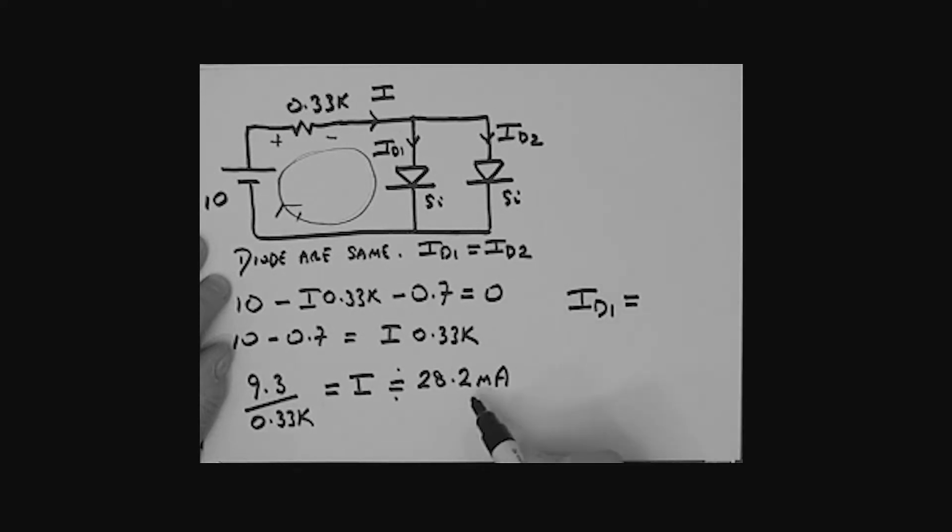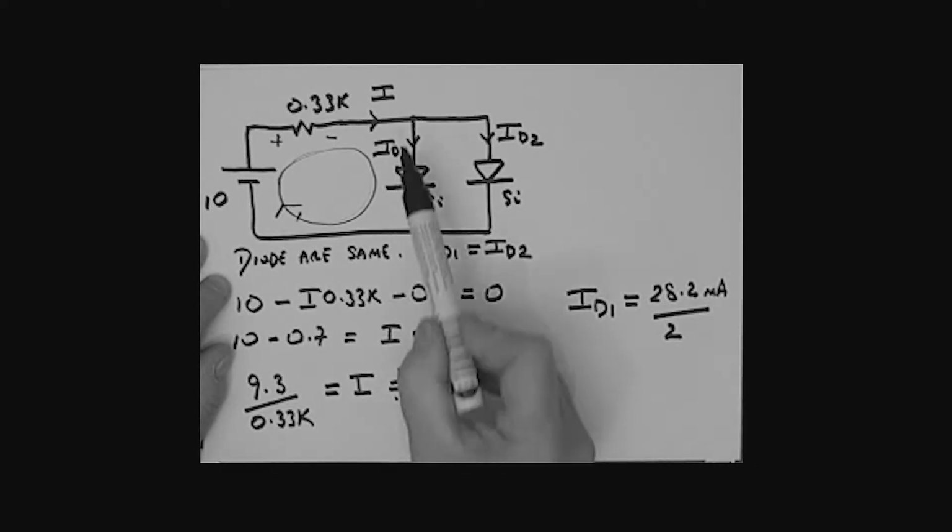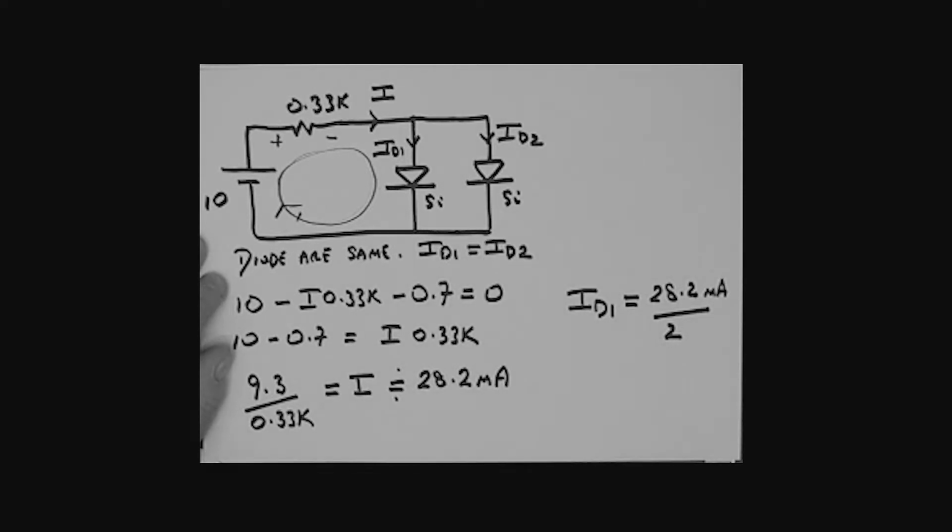And in this particular problem then, ID1 would be half of that value, so it's 28.2 milliamps divided by 2. So half the current here, half the current here. Okay, a relatively simple problem. Now we have two diodes in parallel with identical characteristics.